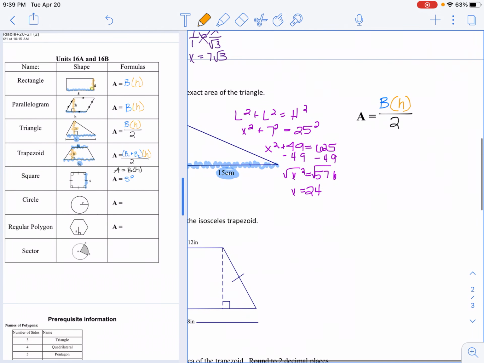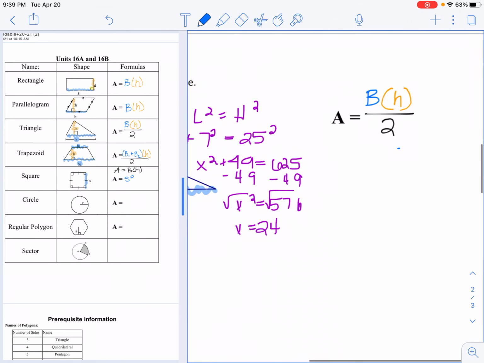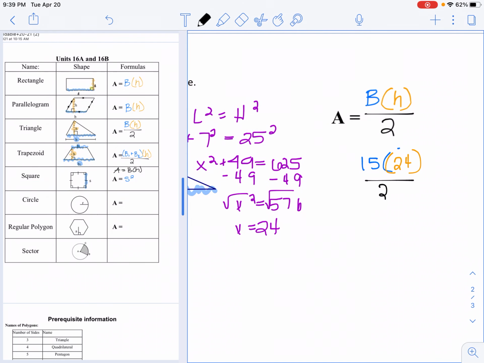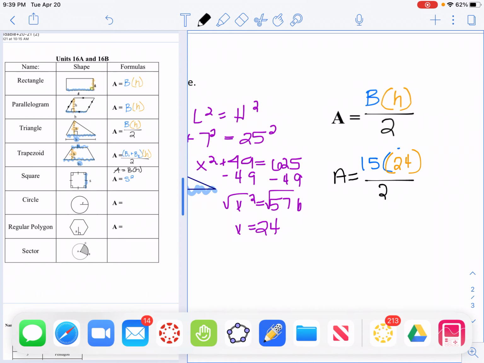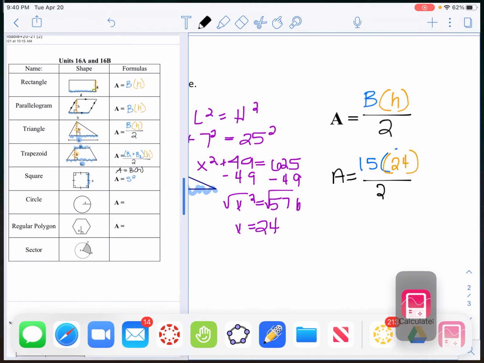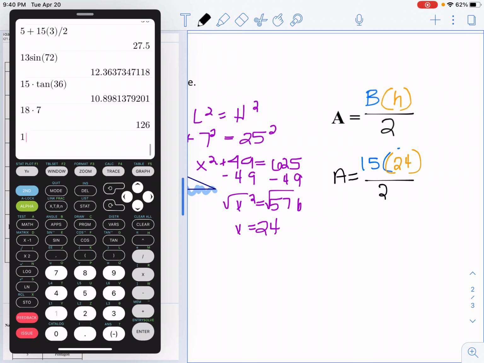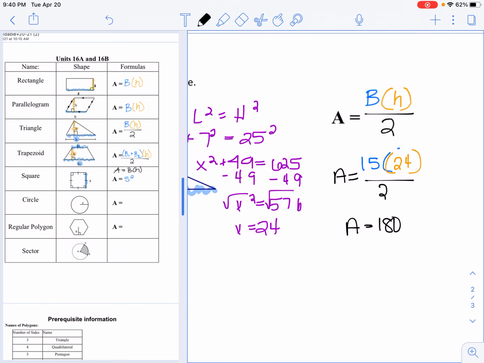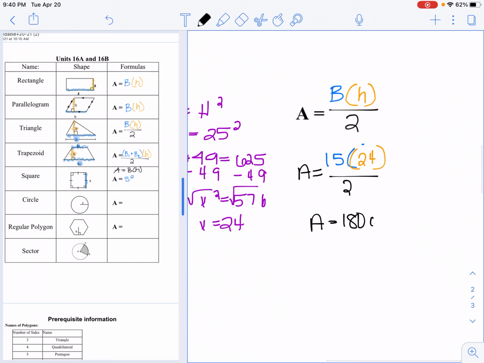All right, now to find the area, we're going to substitute in what we know. We know that the length of the base is 15. We know that the height is 24. And we need to divide that by 2 to find the area. You're going to go to your calculator. You're going to do 15 times 24 divided by 2 and plug that all in. And the area is going to be 180 centimeters squared.